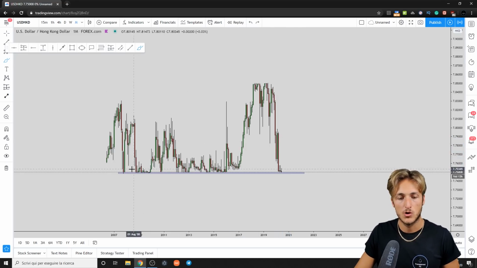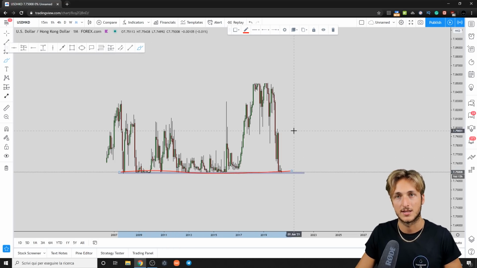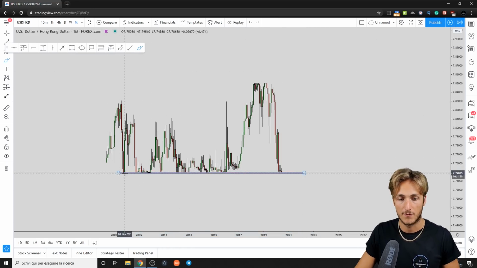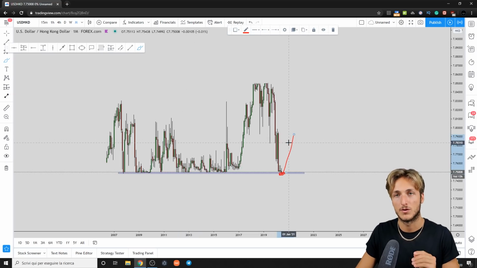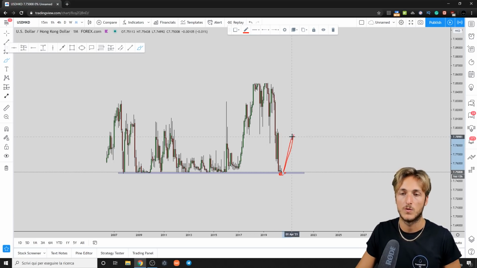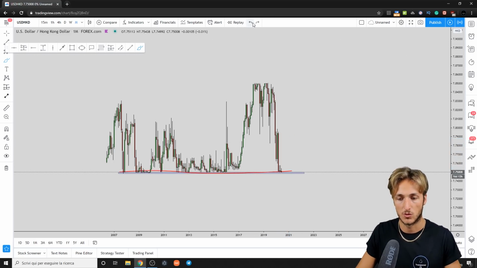So on the monthly, we know that each and every time the market hit this area, it got rejected to the upside, okay? It found extremely strong support here. It found again extremely strong support here, support here, support here, support here. Every time the market hit this area, it found very strong support. So we can expect again the market to be rejected from this zone.